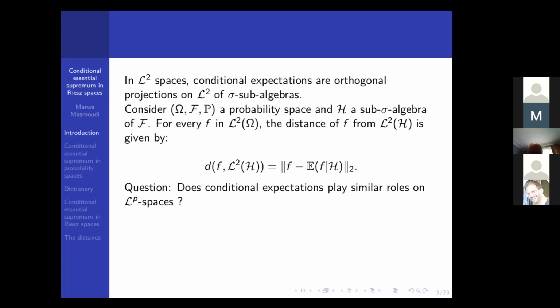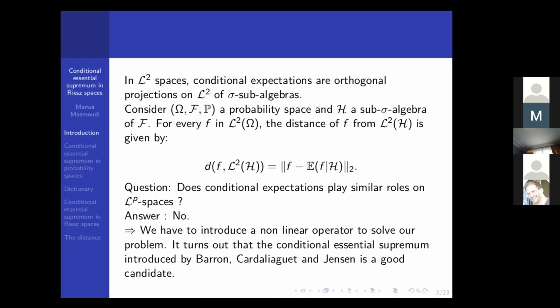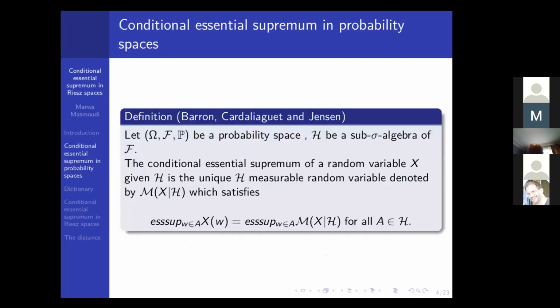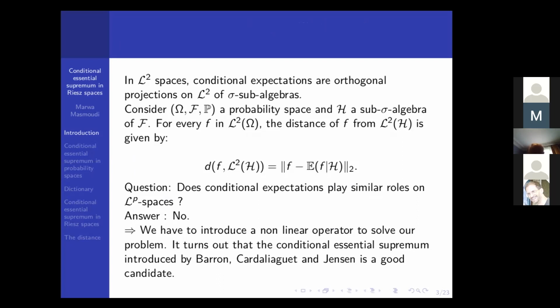Challenged by this result, we might ask whether conditional expectations play similar roles on Lp spaces. The answer is negative. So we have to introduce a nonlinear operator to solve our problem. It turns out that the conditional essential supremum introduced by Barron, Cardaliaguet, and Jonsson is a good candidate. Moreover, this concept opens a successful approach to extension results in many fields, such as finance and economics.